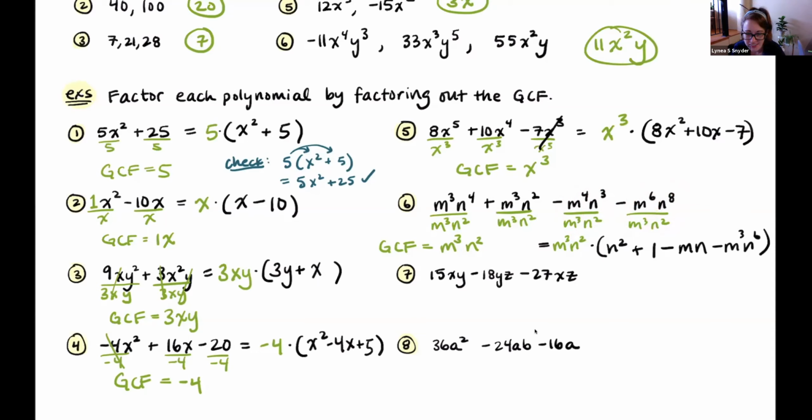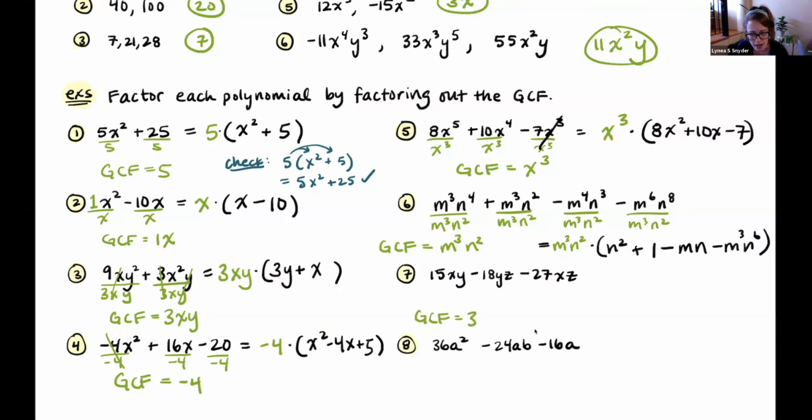All right, example number 7. Okay, we've got 3 terms here. Let's look at the numbers first. We've got 15, 18, and 27. I think all of those are divisible by 3, and that's the greatest number we can pull out. So GCF will have a 3 in it.